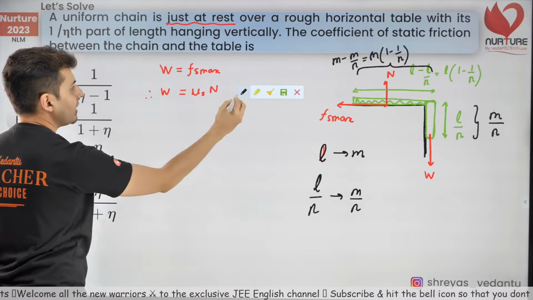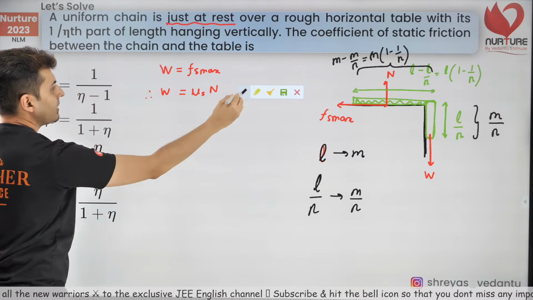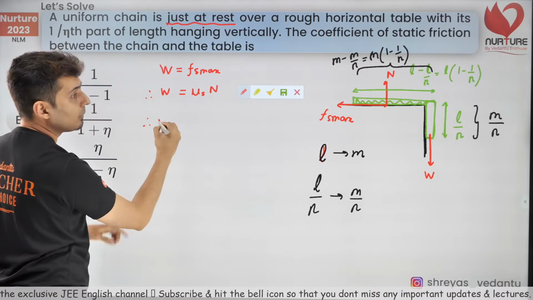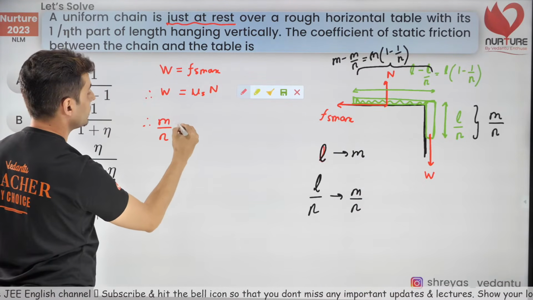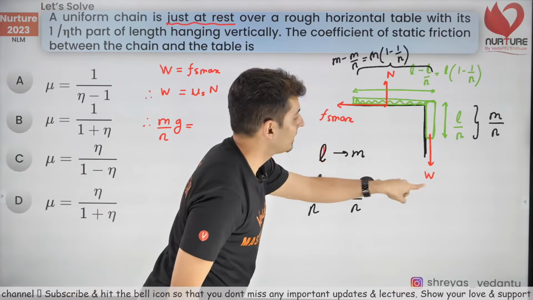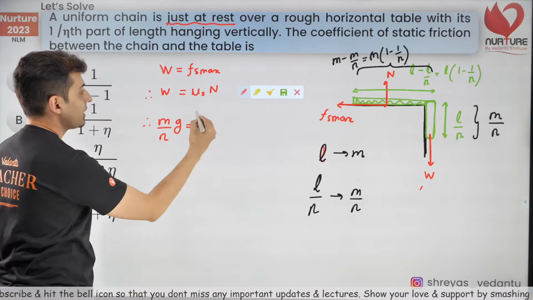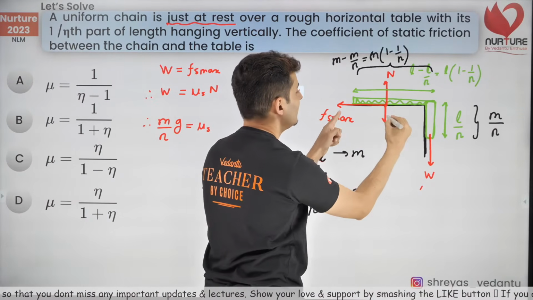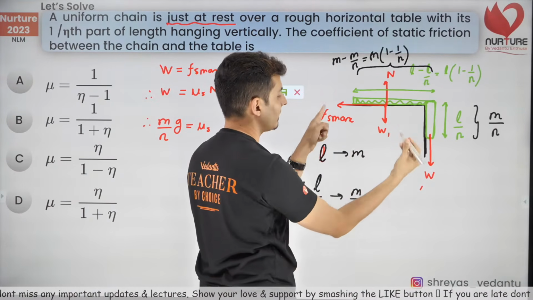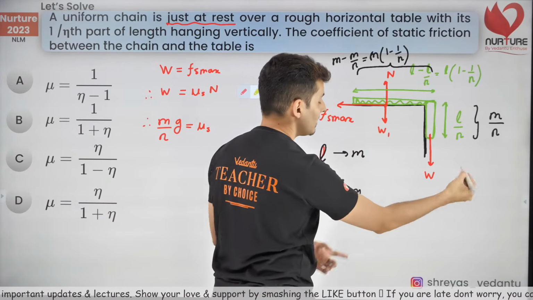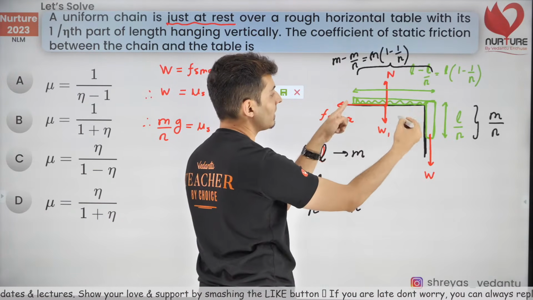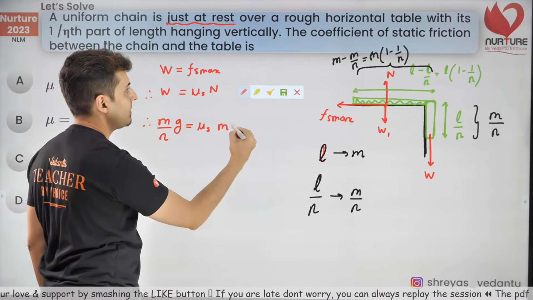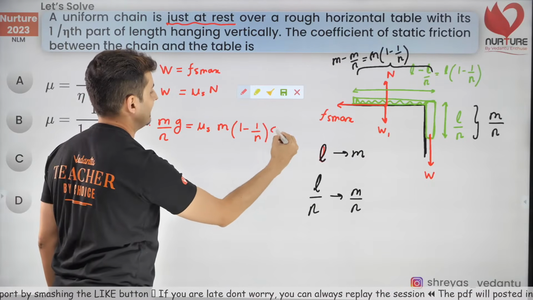Now substitute it. So observe this, guys. The pulling force will be the weight of the m by n part, which is m by n into g. Okay, this is that pull. Mu s is mu s. The normal will be just this much part's weight. If I call this weight W, this will be a different weight over here. And what is this weight? This mass into g, so it will be m into (1 minus 1 by n) into g.